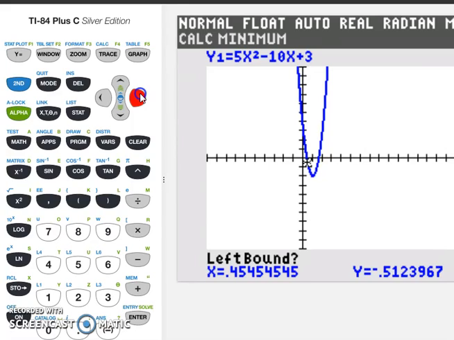Okay, so I'm going to go about here. I just want to go to the left. It doesn't matter if you go here or you go here. As long as you're to the left of the vertex, you're good. These numbers on the bottom don't matter right now, so I'm just going to hit enter. And then it says right bound.